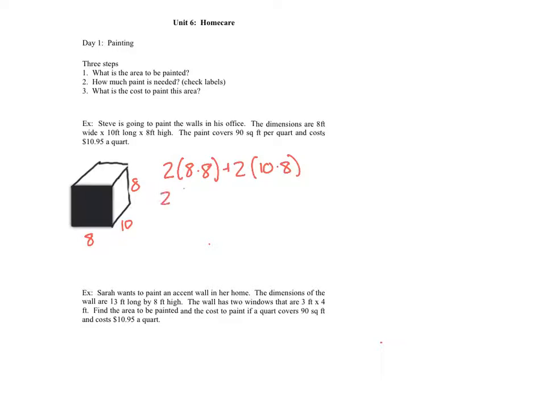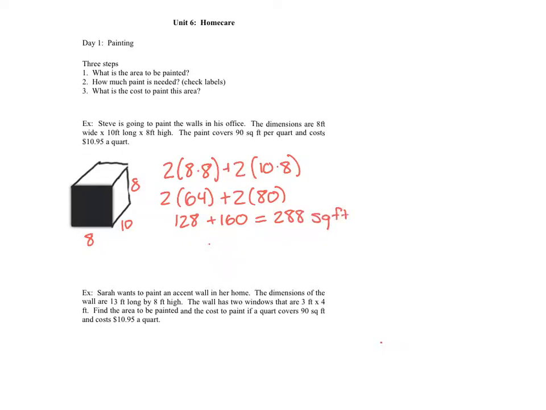So we have 2 times 64 plus 2 times 80. So 128 plus 160. This is going to tell me how many square feet we need to cover. So we're going to cover 288 square feet.